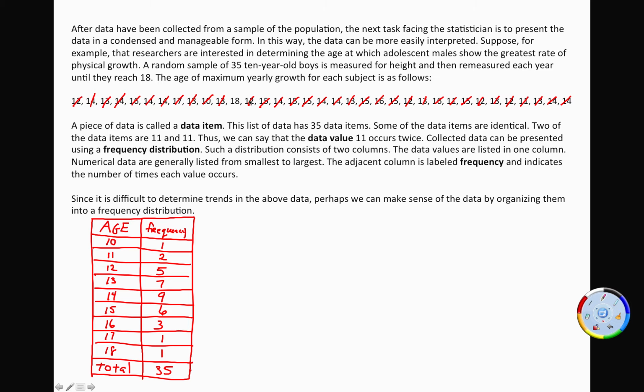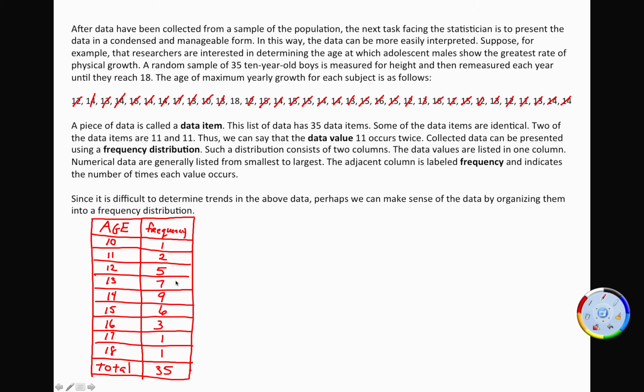Keep some way to keep track to make sure you've accounted for all of the data items, and as a double check we can add these up. Here's 10, 15, 24, 33, 34, 35. Check. So this is a frequency distribution table. It indicates that one subject had maximum growth at age 10, 2 at age 11, 5 at age 12, 7 boys had their maximum growth at age 13, and so on.